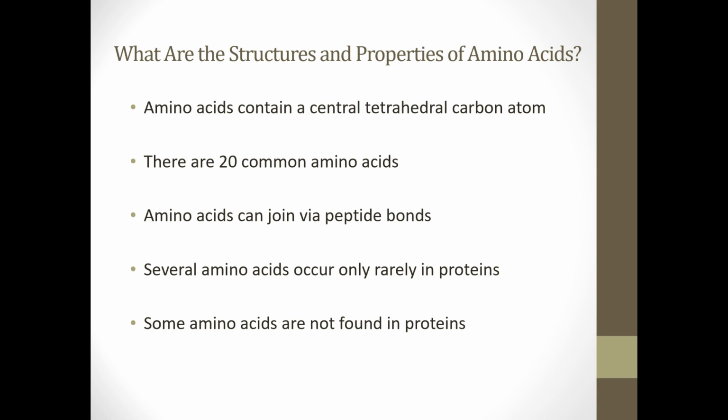Now, amino acids can be joined through a chemical reaction, forming a bond called a peptide bond. And we're going to get to that in the last quarter of this lecture. And this is how we get long polymers of amino acids, which lead to proteins.